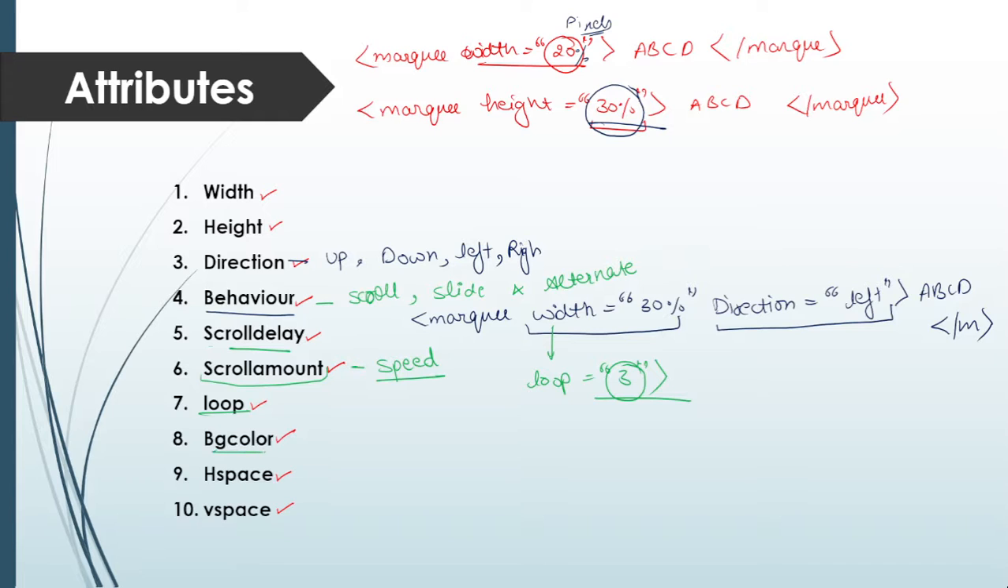Next is BG color, means background color. H space means horizontal space and V space means vertical space. Okay, so let's move to the practical section. Now in this video we will discuss practically only height and width.